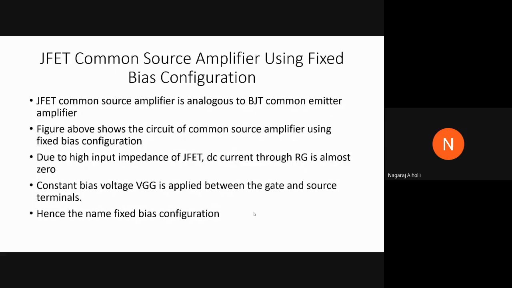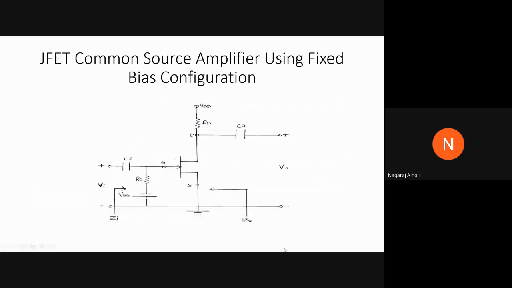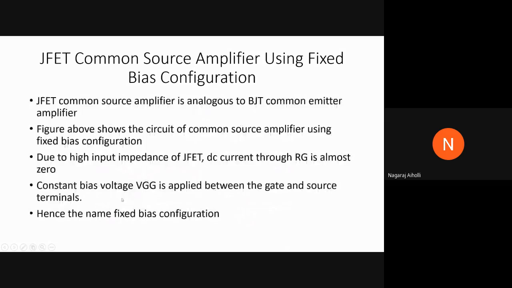Here we are seeing the circuit of common source amplifier using fixed bias configuration. Again, due to high input impedance of JFET, the DC current through RG is assumed to be 0. So the input impedance of the FET is very high, and hence the DC current flowing through RG here is assumed to be 0 because of the high input impedance of the JFET or the FET. Fine, friends. Then constant bias voltage VG is applied between gate and source, and hence it is called the fixed bias configuration.